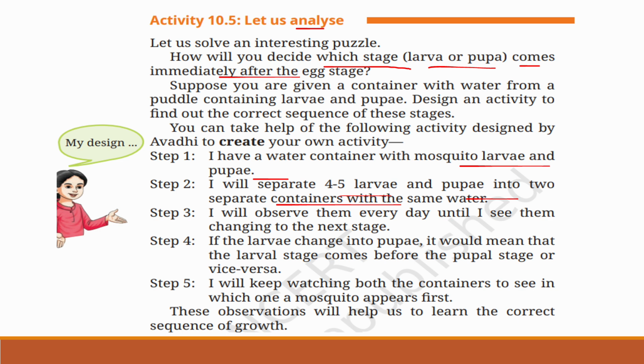I will observe them every day until I see them changing to the next stage. If the larvae changes into pupae, it would mean that the larval stage comes before the pupal stage or vice versa. I will keep watching both the containers to see in which one a mosquito appears first. These observations will help us to learn the correct sequence of growth.